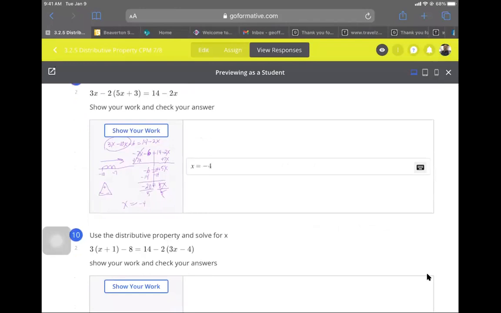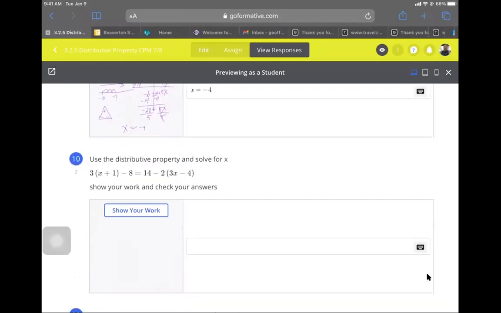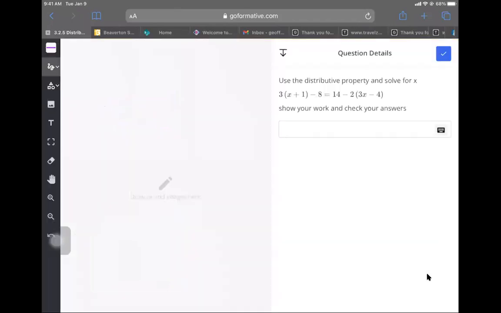Okay, that was kind of a little blast from the past there, wasn't it? Doing all of our fun distribution and solving. All right, let's try this one. I'm going to rewrite it up here.